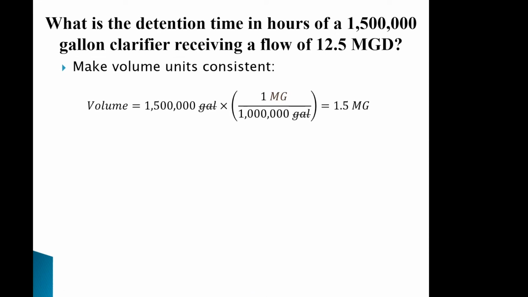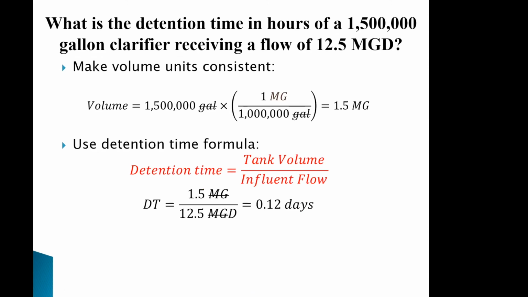So we're going to do some unit conversion to make the volume units consistent. I'm going to plug that into my detention time formula. Got 1.5 million gallon tank volume divided by a 12.5 million gallon per day flow. Again, I know my volume units cancel out, and so the time unit that I'm left with is going to be the unit for my answer. So plug those into my calculator, I get 0.12 days.